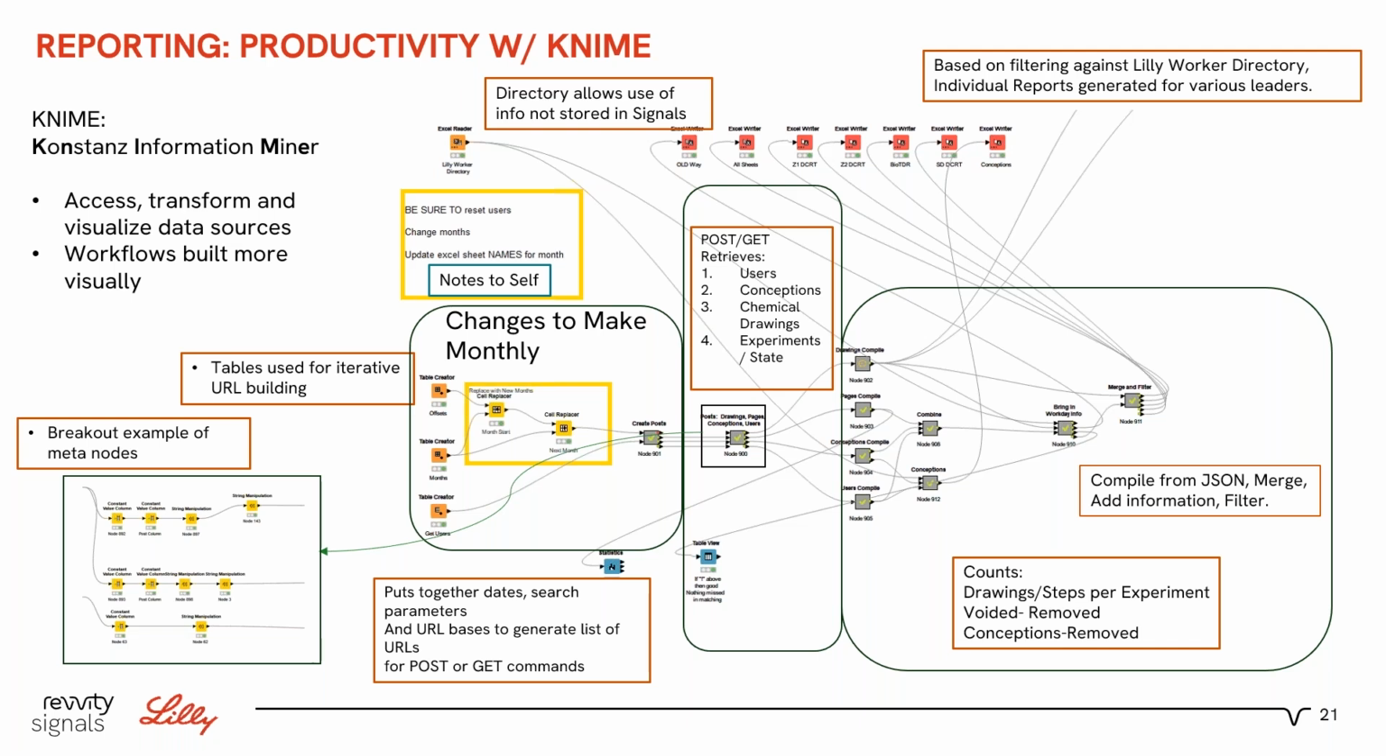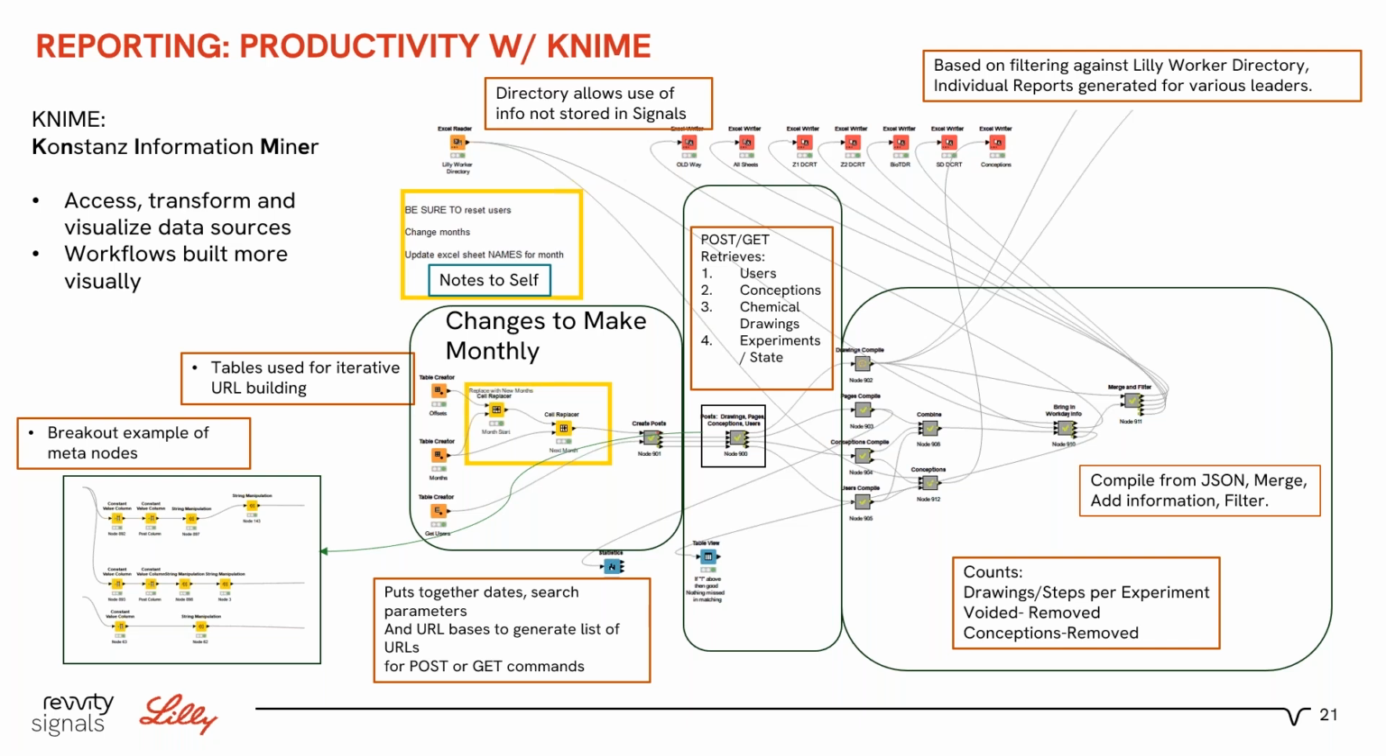So compiling those from the JSON, merging and adding the information and filtering, and then across the top, the various boxes there are writing Excel sheets for various management leaders in different parts of the company. Also bringing in the Lilly Worker Directory information kind of at the top left so that I can get that management info and I know how to filter it out because that's not something we keep in Signals as part of the user information.